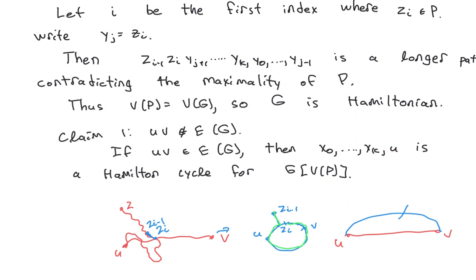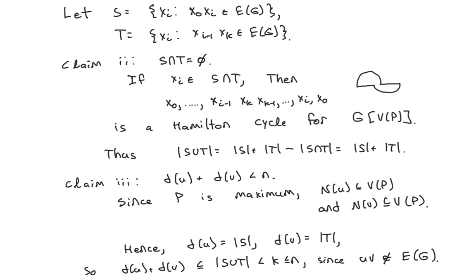So for the contrapositive to Ore's theorem, these are going to be our two vertices. So we need to show that the sum of their degrees is less than the number of vertices in the original graph. And to do that, we're going to create the following two sets. We're going to let S be those xi such that x0xi is an edge of the graph. Notice by maximality of the path, all the vertices that are adjacent to U have to be on the path. And so S is just the neighborhood of U.